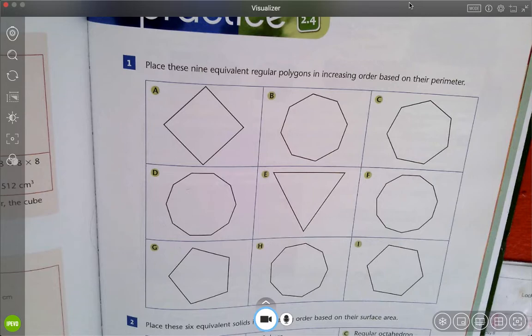And optimization is just reducing the perimeter given a specific area.